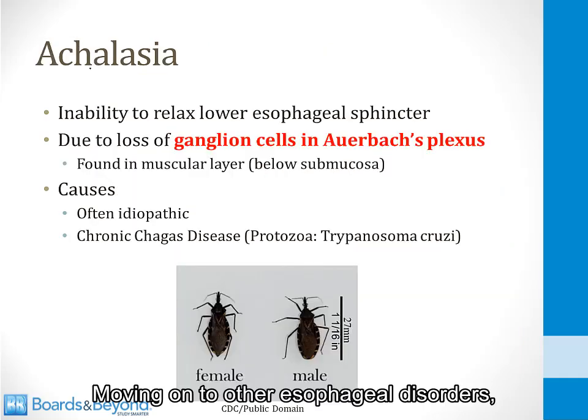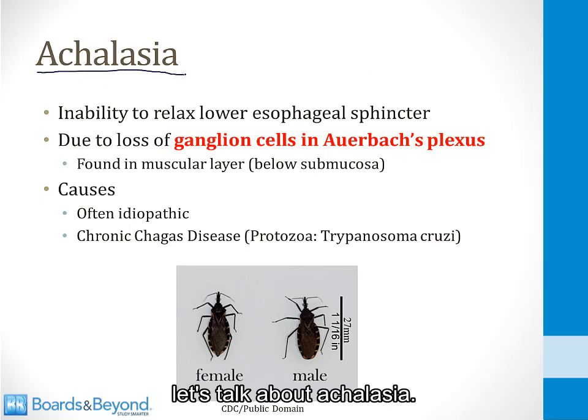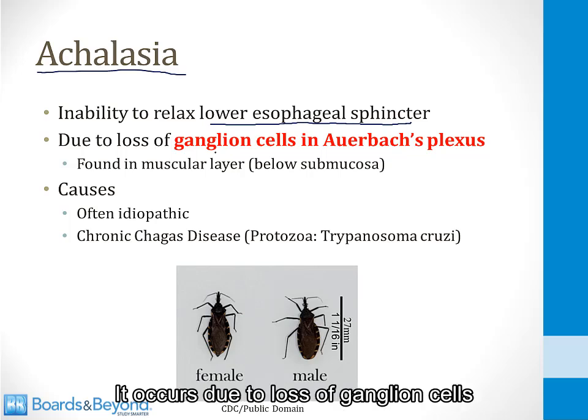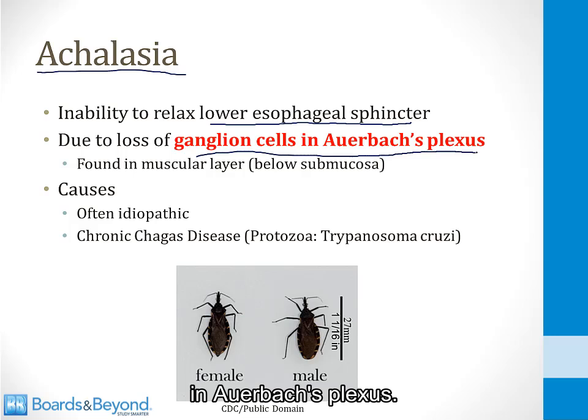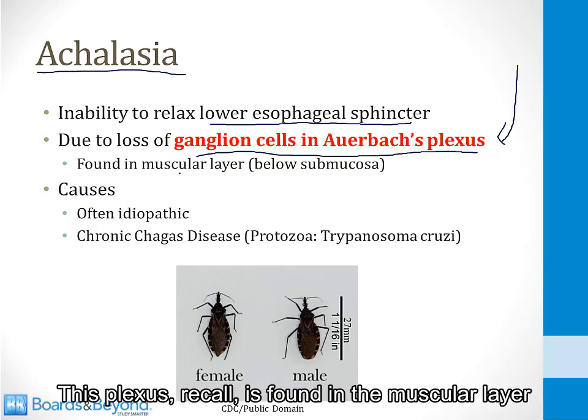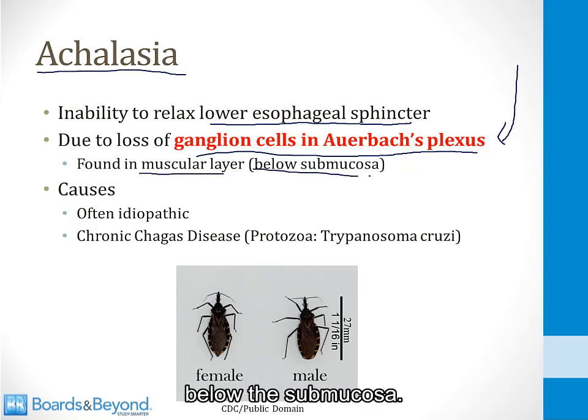Moving on to other esophageal disorders, let's talk about achalasia. Achalasia is an inability to relax the lower esophageal sphincter, and if you cannot relax the sphincter, you will not be able to pass food from the esophagus into the stomach. It occurs due to loss of ganglion cells in Auerbach's plexus. It's very high yield to remember this fact for step 1. This plexus, recall, is found in the muscular layer below the submucosa.